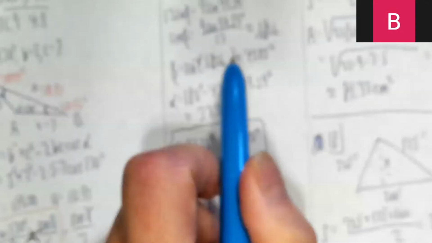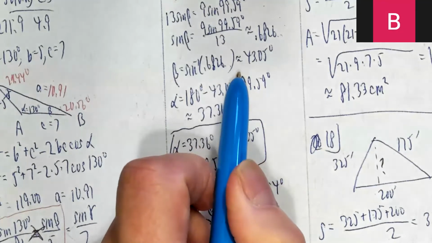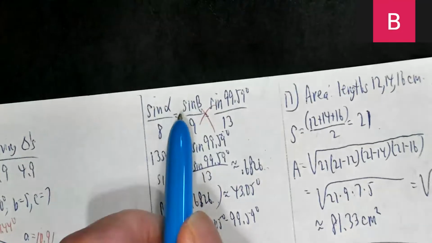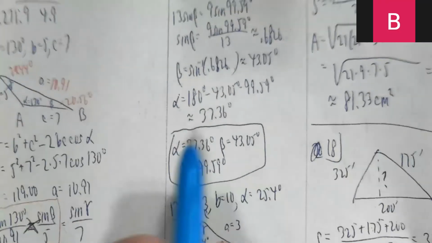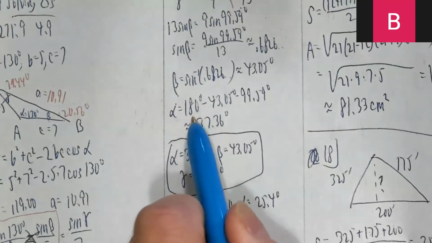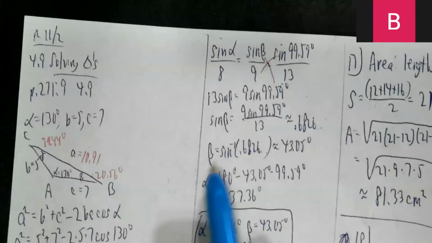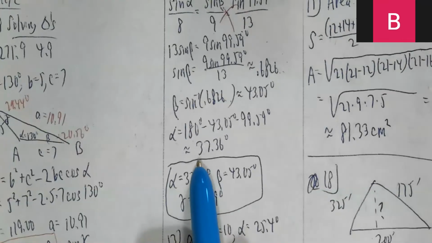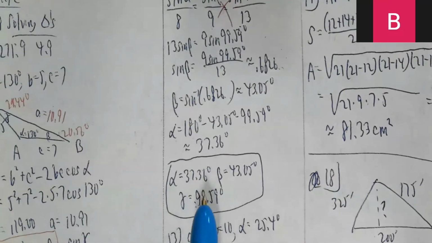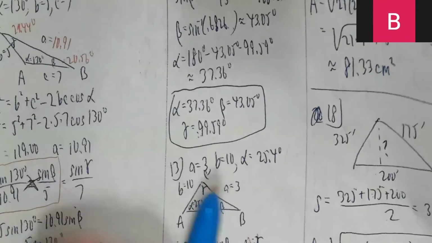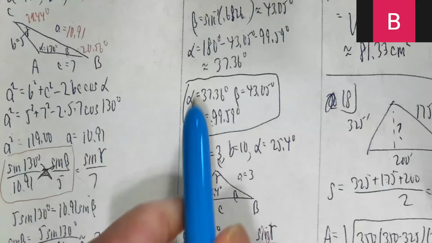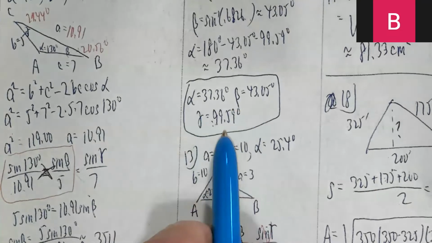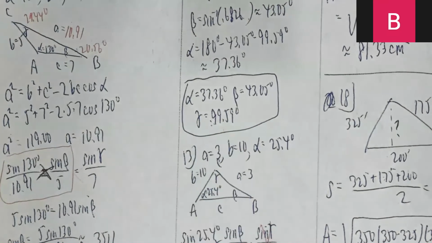So I got beta is 43.05. I now have two angles. Yes, I could do law of sine to get the third, but why do that? It's much easier to just go 180 minus the sum. So alpha is 180 minus the other two angles, which are 43.05 and 99.59. It comes out to be 37.36. So here we are, the triangle solved. Well, I already had all three sides, but now the three angles are 37.36 degrees, 43.05, and 99.59.